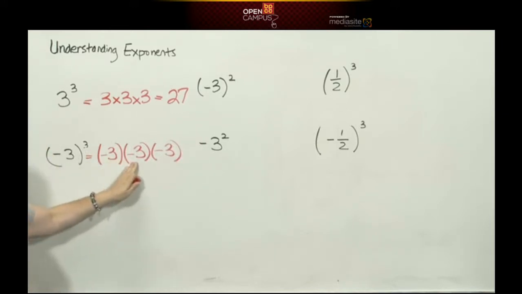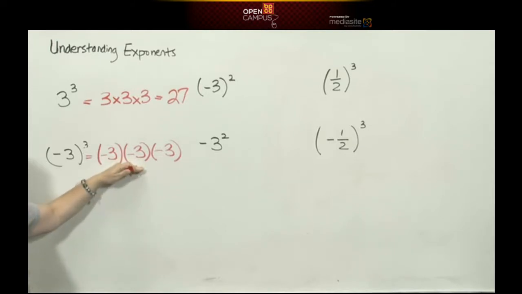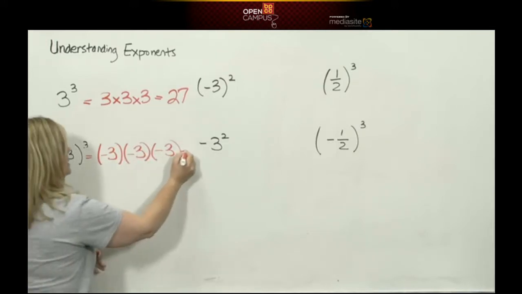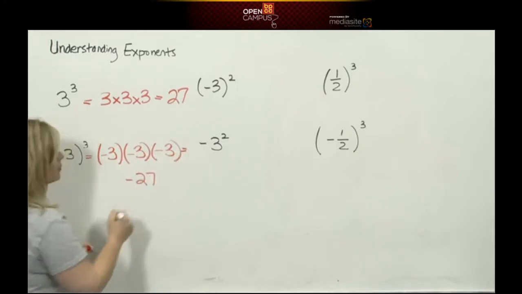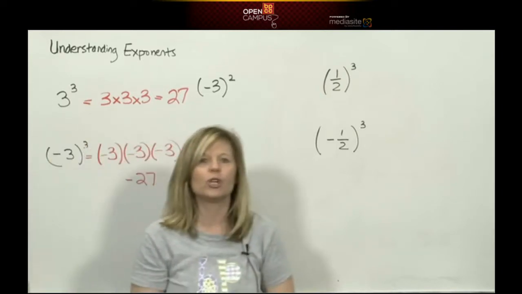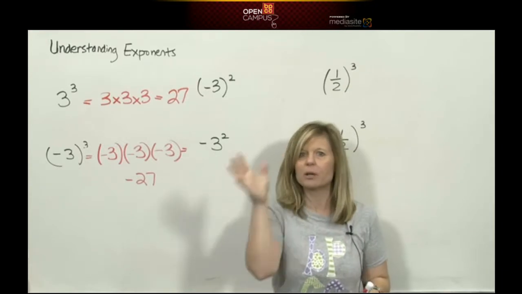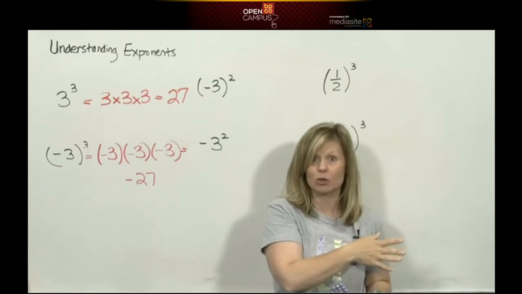Negative 3 times negative 3. Well, a negative times a negative is a positive. That would make positive 9. Positive 9 times negative 3 would make negative 27. It is very important you know how to work arithmetic. That's the only way you're going to be able to do well in algebra.